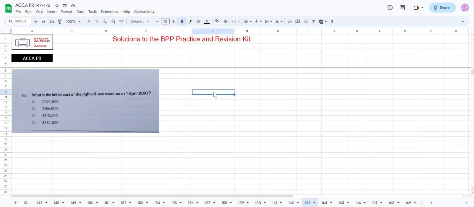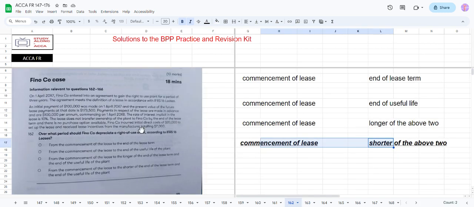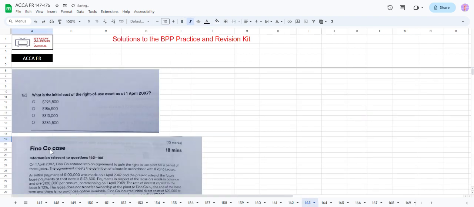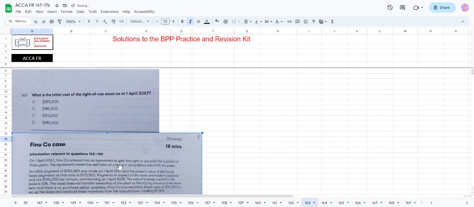Number 163. The ask is what is the initial cost of right of use asset? Okay. So we have the facts here, and this fact is applicable for this question as well. So this fact is applicable from 162 to 166. The ask is the cost of right of use asset as at 1st April 2017. Okay, let's gather the information from this question.